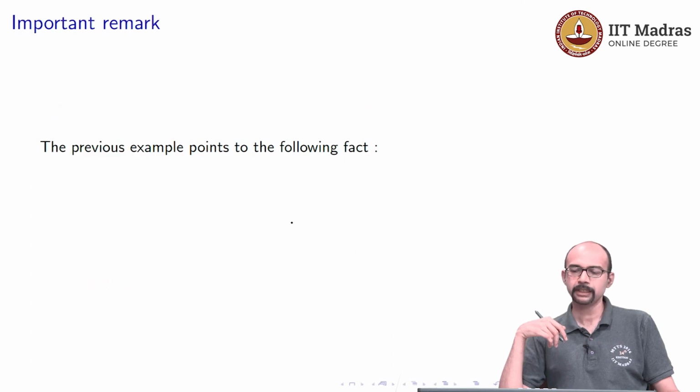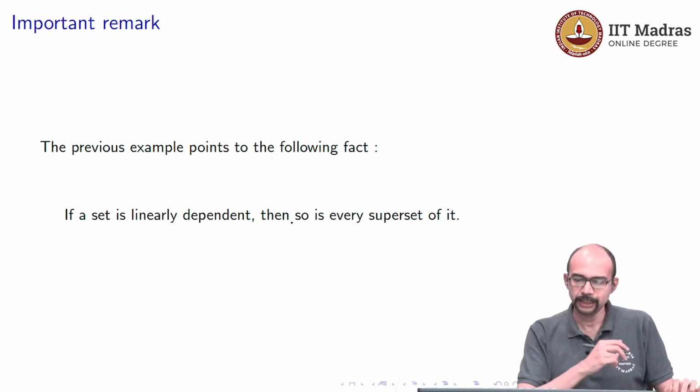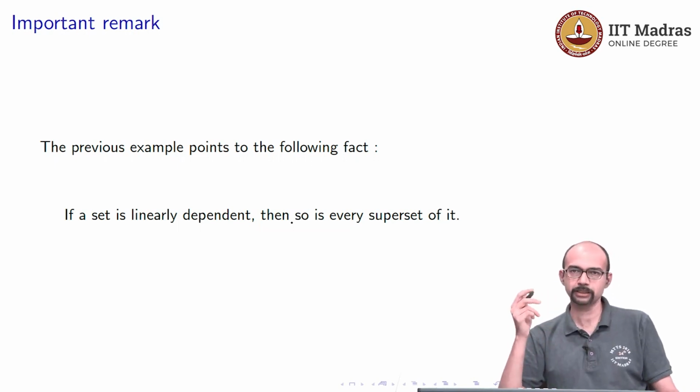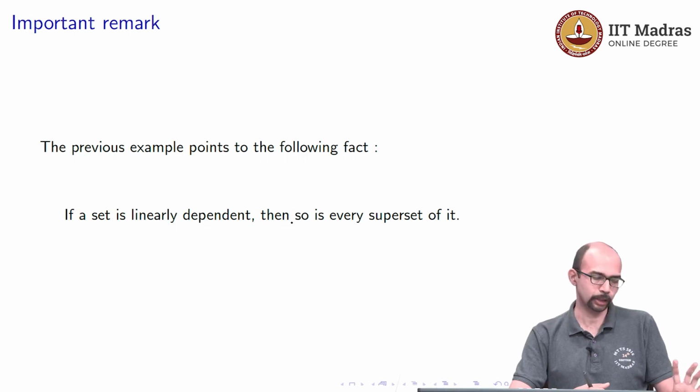So what is the point? The point is this: we get the following fact. This is by observation, but you can clearly see, because the proof is the same. If a set of vectors is linearly dependent, then so is every superset of that set. So if V1, V2, ..., Vn is linearly dependent, and you add one more vector W, then V1, V2, ..., Vn, W is also linearly dependent. You can add as many vectors as you want; those are all linearly dependent.